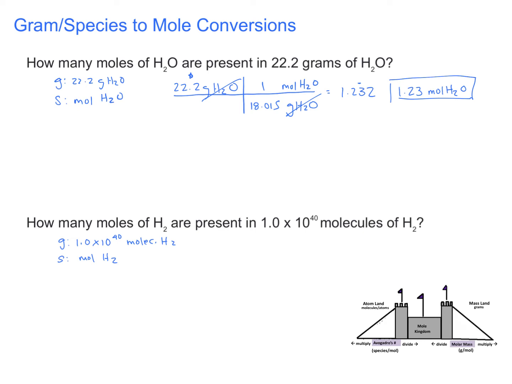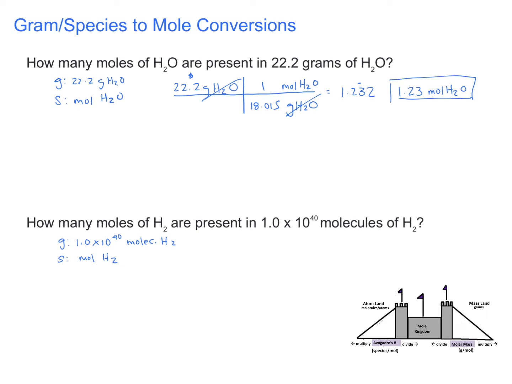Again, because we're going from one of the lands into the kingdom, we need to divide, but this time we need to divide by Avogadro's number. Okay, and Avogadro's number is 6.022 times 10 to the 23rd species per mole. And we use species as the generic representation because it can represent anything: molecules, atoms, people, apples, whatever we want to indicate, because 1 mole of anything is going to be equal to Avogadro's number.